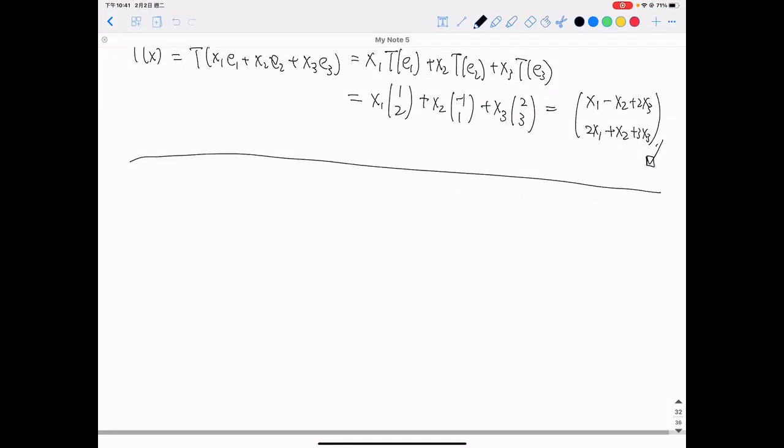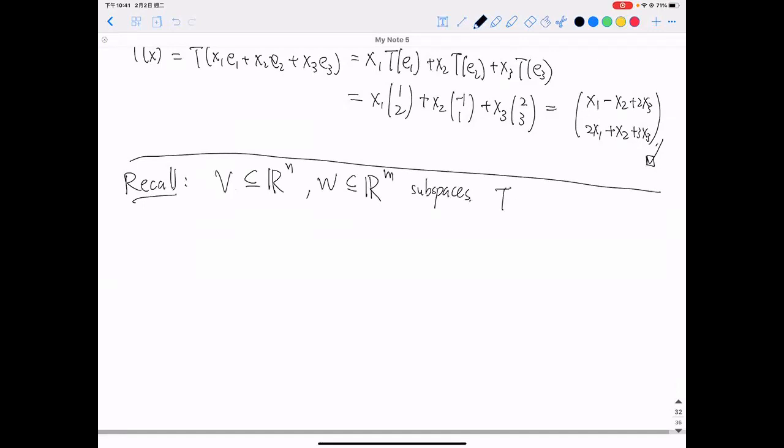Right, now let's recall what we talked about in the previous lecture. So the setup is you have V and W subspaces of Rn and Rm respectively. And suppose you have a linear transformation T from V to W.